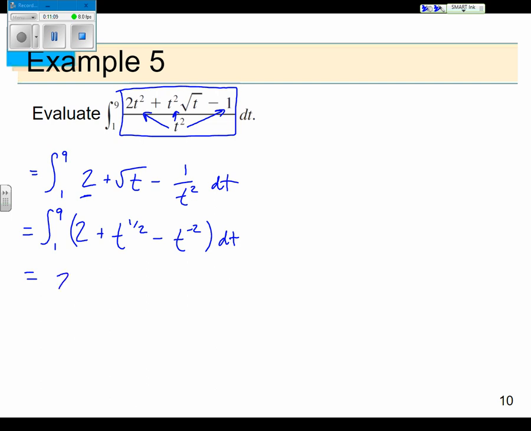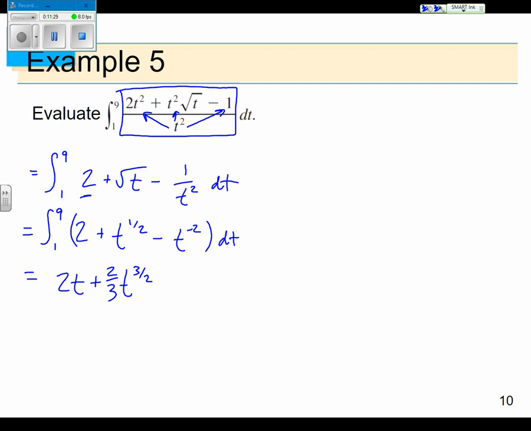So raise the exponent by 1. That'd be t to the 1st power over 1, still 2. Raise the exponent by 1. That'd be t to the 3/2 divided by 3/2. Well, dividing by 3/2 is the same as multiplying by its reciprocal. And it always throws people off right here.